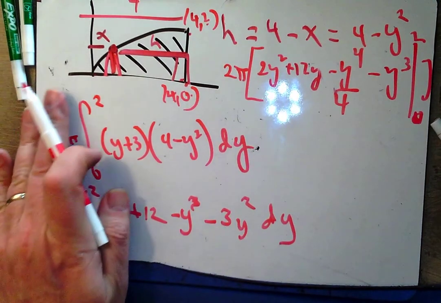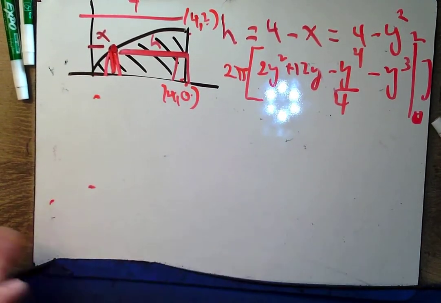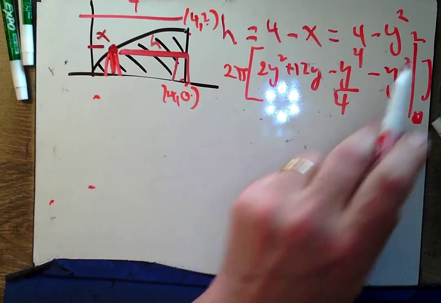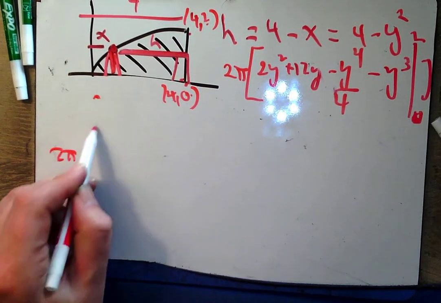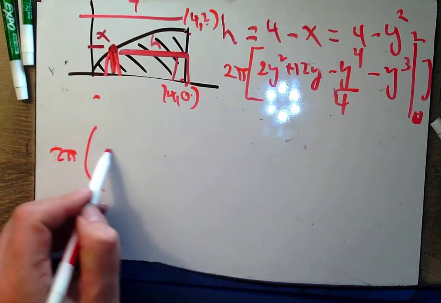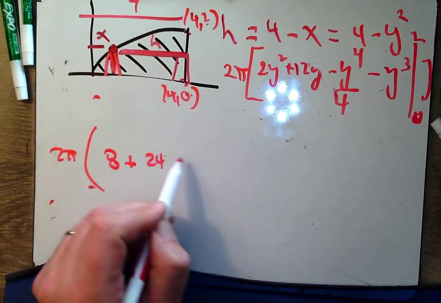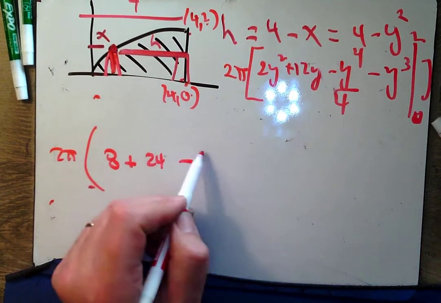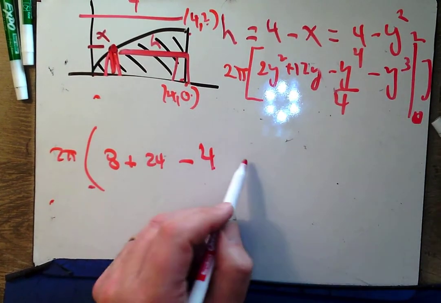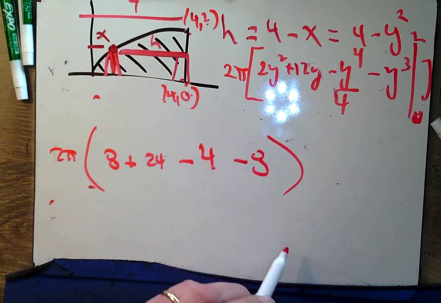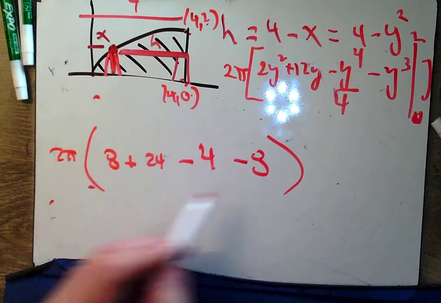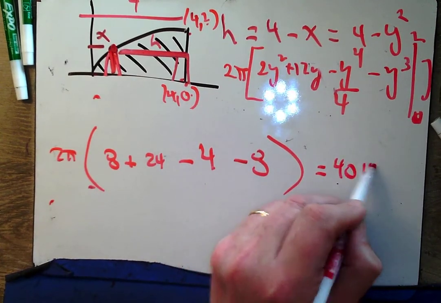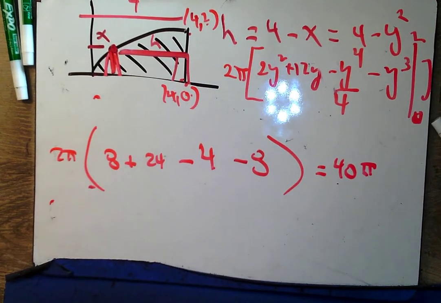Okay. So if I plug in a 0, all of these things go away. If I plug in a 2, I'm going to have 8 plus 24 minus 2 to the fourth is 16. 16 divided by 4 is 4. And 2 to the third is 8. Okay, so 32 minus 12 is 20 times 2 pi. I get 40 pi. Ta-da!